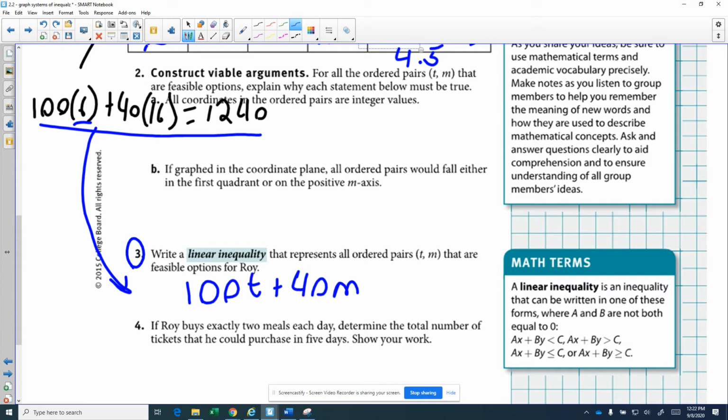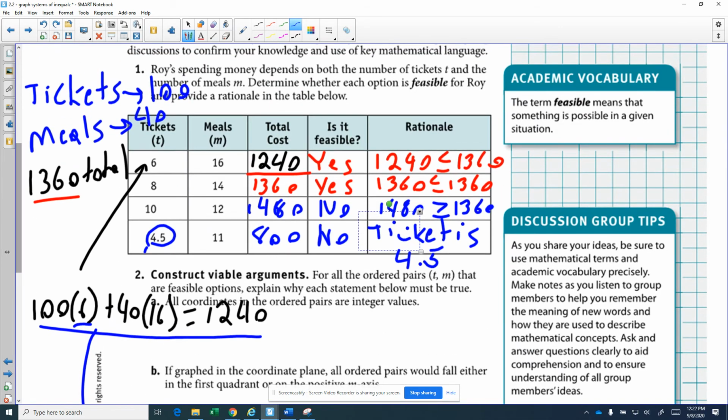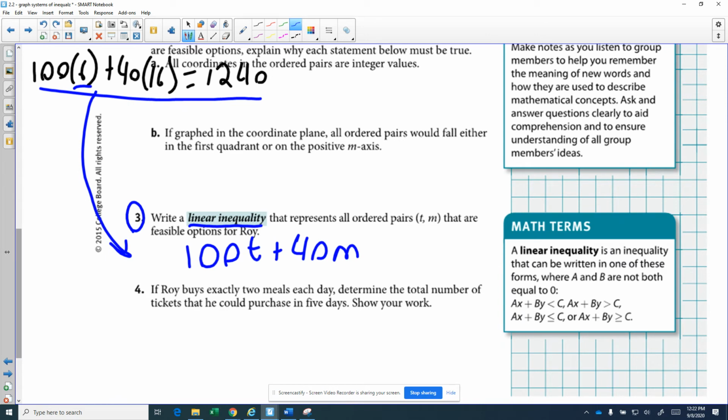Now, the last piece of information is where it gets important. We want to try to make it as an inequality. Well, how do we do that? This is where you really want to try to think logically. Think about the problem. Well, in every single one of these situations, our goal or our rationale was to say, is it less than our total? Well, I need to actually represent that within our inequality. So I'm going to sit here and say, this side of the equation, our tickets and our meals, have to be less than or equal to our total, which is 1360. Okay? And from there, we have an inequality.